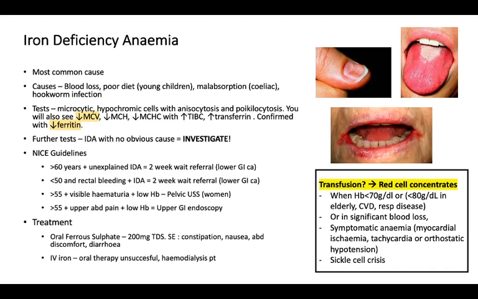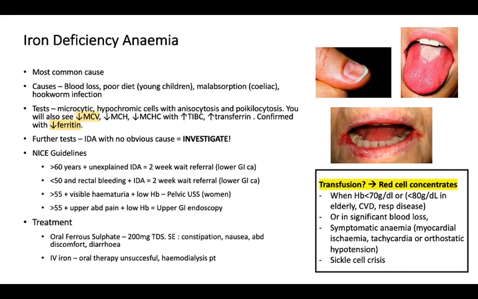And if this is not working either, then you can treat them with IV iron. In fact, the patients who are on hemodialysis don't get oral ferrous sulfate; they get regular IV iron replacement.